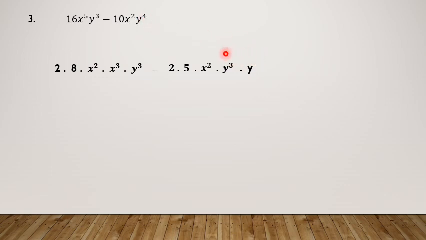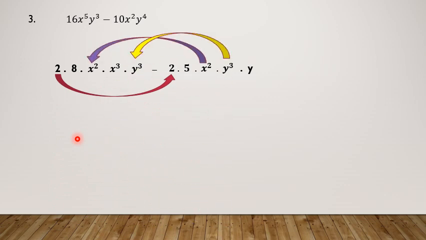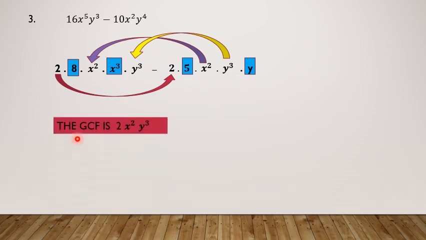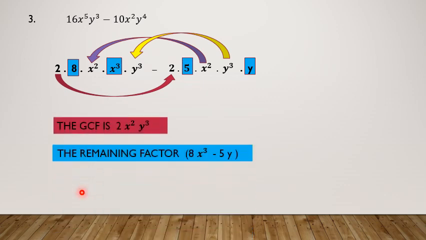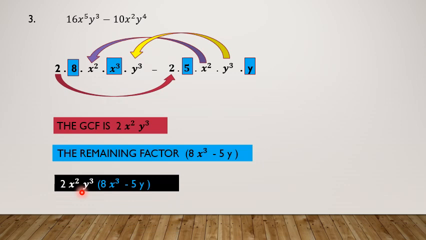So, ayan siya. Okay, kunin na natin si GCF. Si 2, si X squared, si Y raised to the 3. Okay, ang remaining ay 8 X raised to 3, si 5, si Y. Okay, GCF. Remaining factor. So, ito na yung sagot. 2x raised to 2, y raised to 3 times quantity 8x raised to 3 minus 5y.